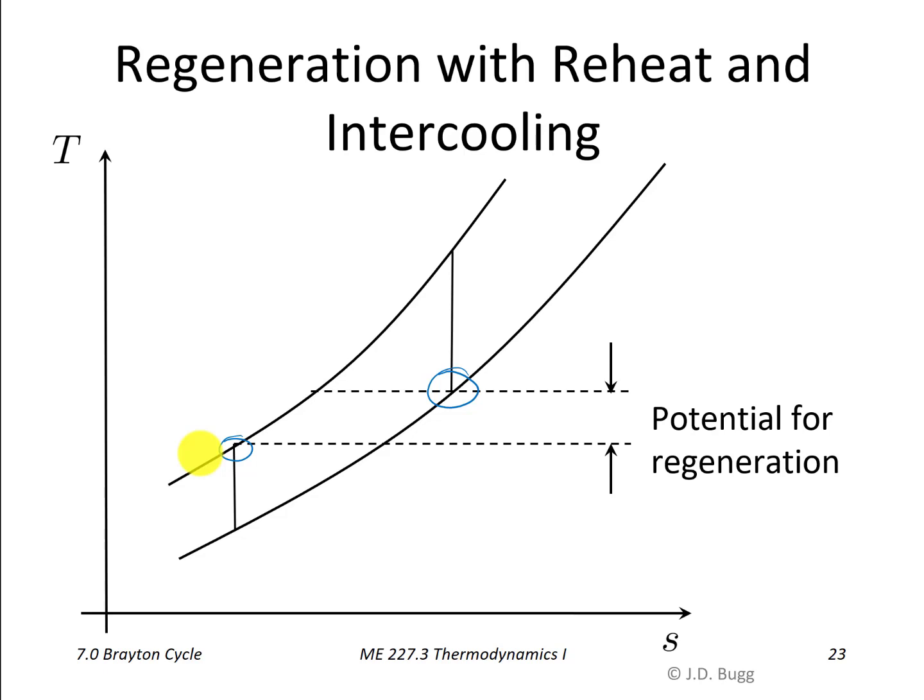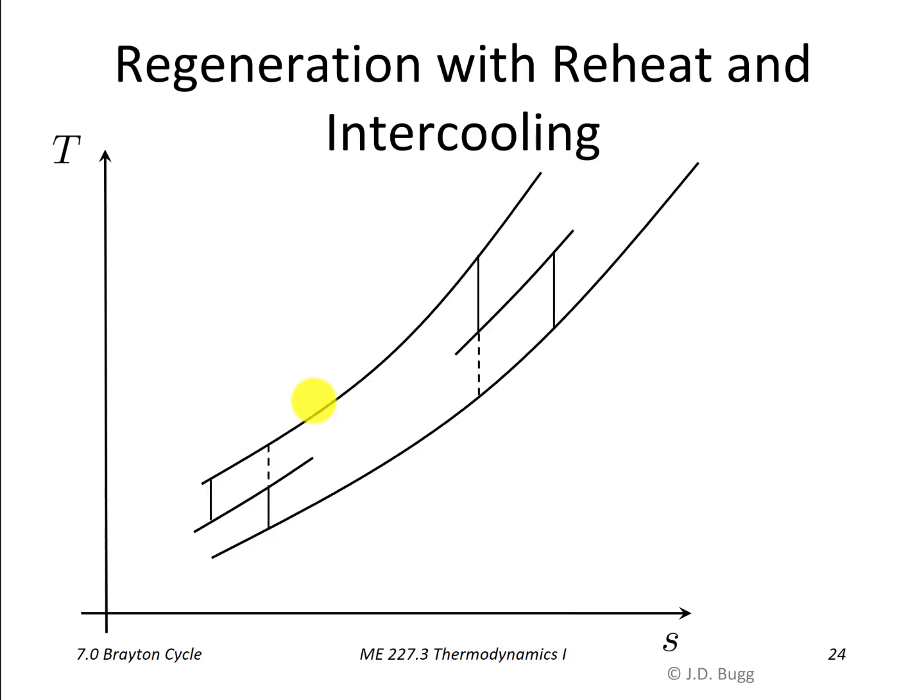Well, realize that a reheater and an intercooler are going to do exactly that for us, and we'll illustrate that here next. So anything we can do to take this point and move it down to the left, in other words, cool it off, or anything we can do to take this point and move it up and to the right is going to increase that potential for regeneration. So that's what we want to do. If we want to make the regenerator more and more effective, we want to increase that temperature difference as much as possible. So that's exactly what a reheater and an intercooler do.